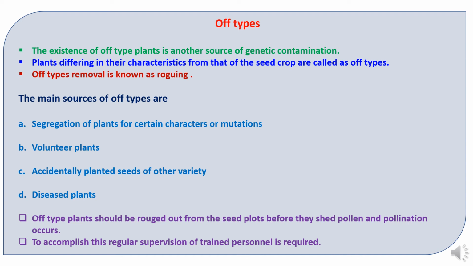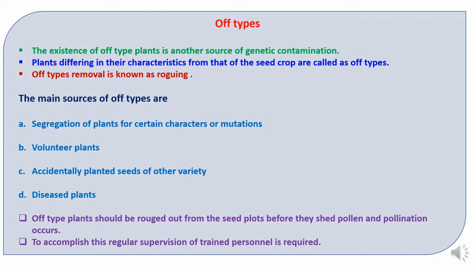segregation of plants for certain characteristics or mutations, meaning there are changes in the characteristics due to genetic change. Second is volunteer plants from the previous crop. Third is accidentally planted seed of another variety of the same crop. And fourth is diseased plants. So the off type consists of all plants which differ from the seed crop.